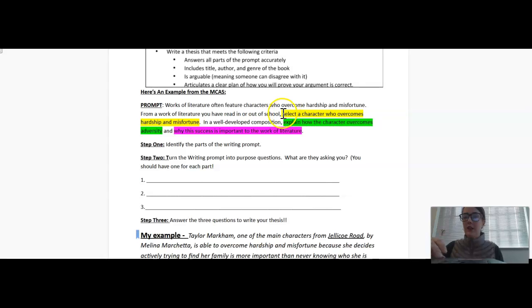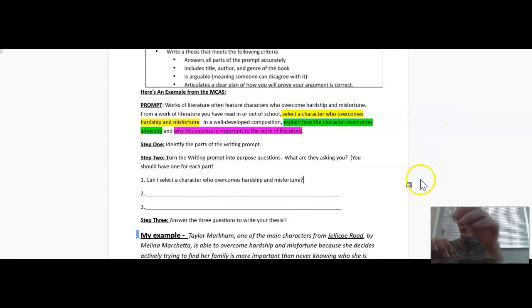Okay, so I am going to turn each of these into a writing prompt. So what are they asking me? They're asking me to please select a character. Okay, I'm going to change this. Can I select a character who overcomes hardship and misfortune? That's one purpose question.